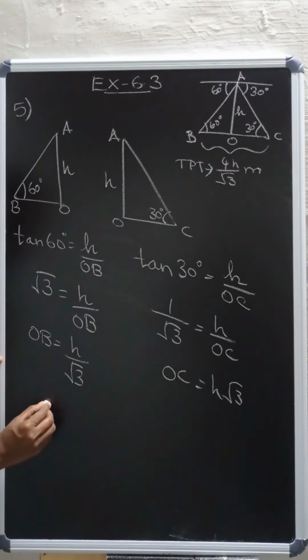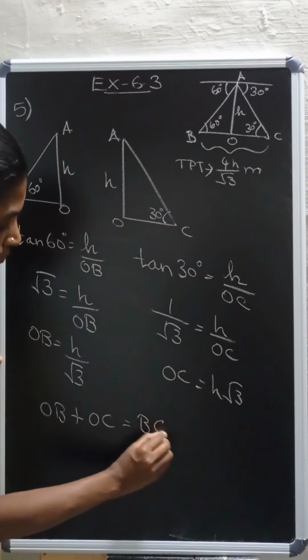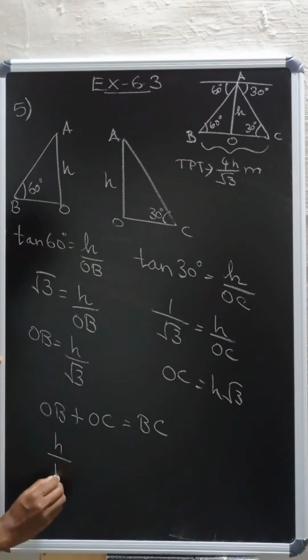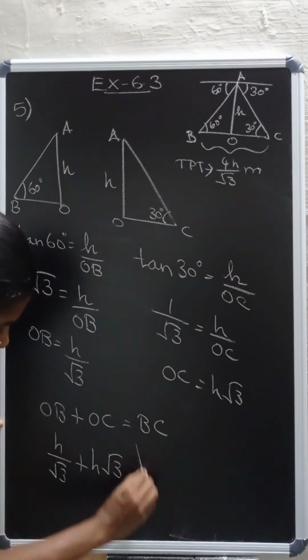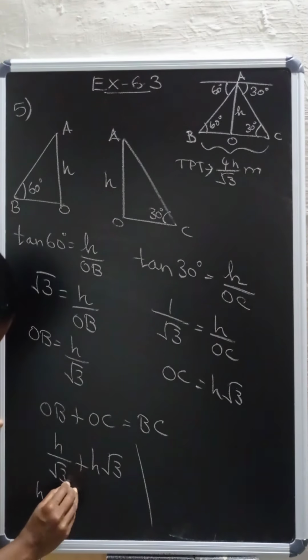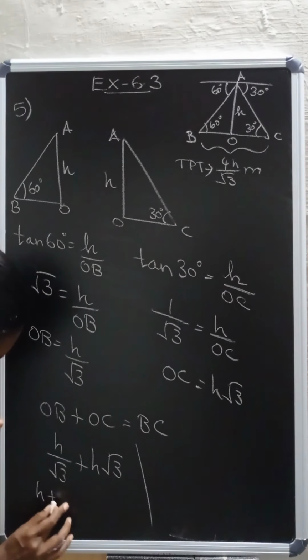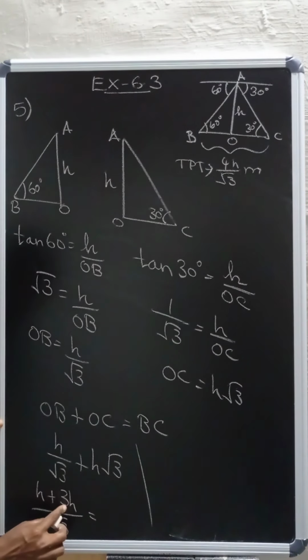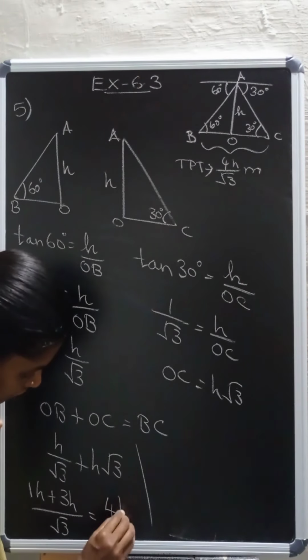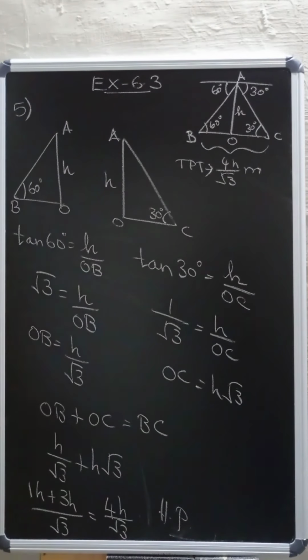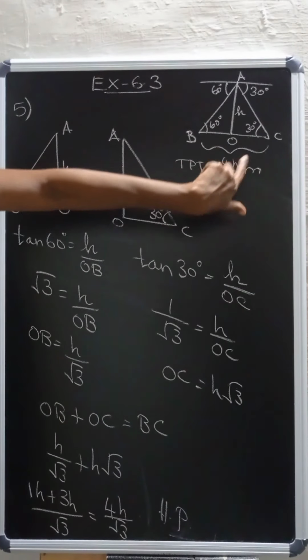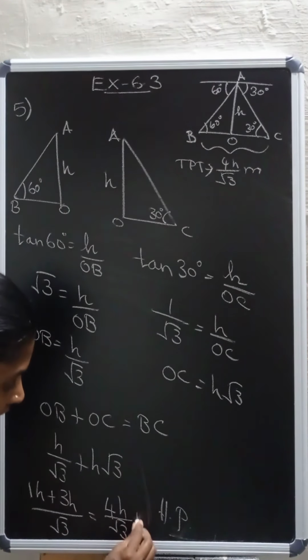Now the distance between the two ships is OB plus OC, which is BC. So now OB is H by root 3 plus H root 3. We will take LCM. So H plus H root 3 into root 3 is 3. So here it becomes 3H divided by root 3. Now 3 plus 1 is 4. So which is equal to 4H by root 3. Hence proved. So we have proved that the distance between the two ships is 4h by root 3 meters.